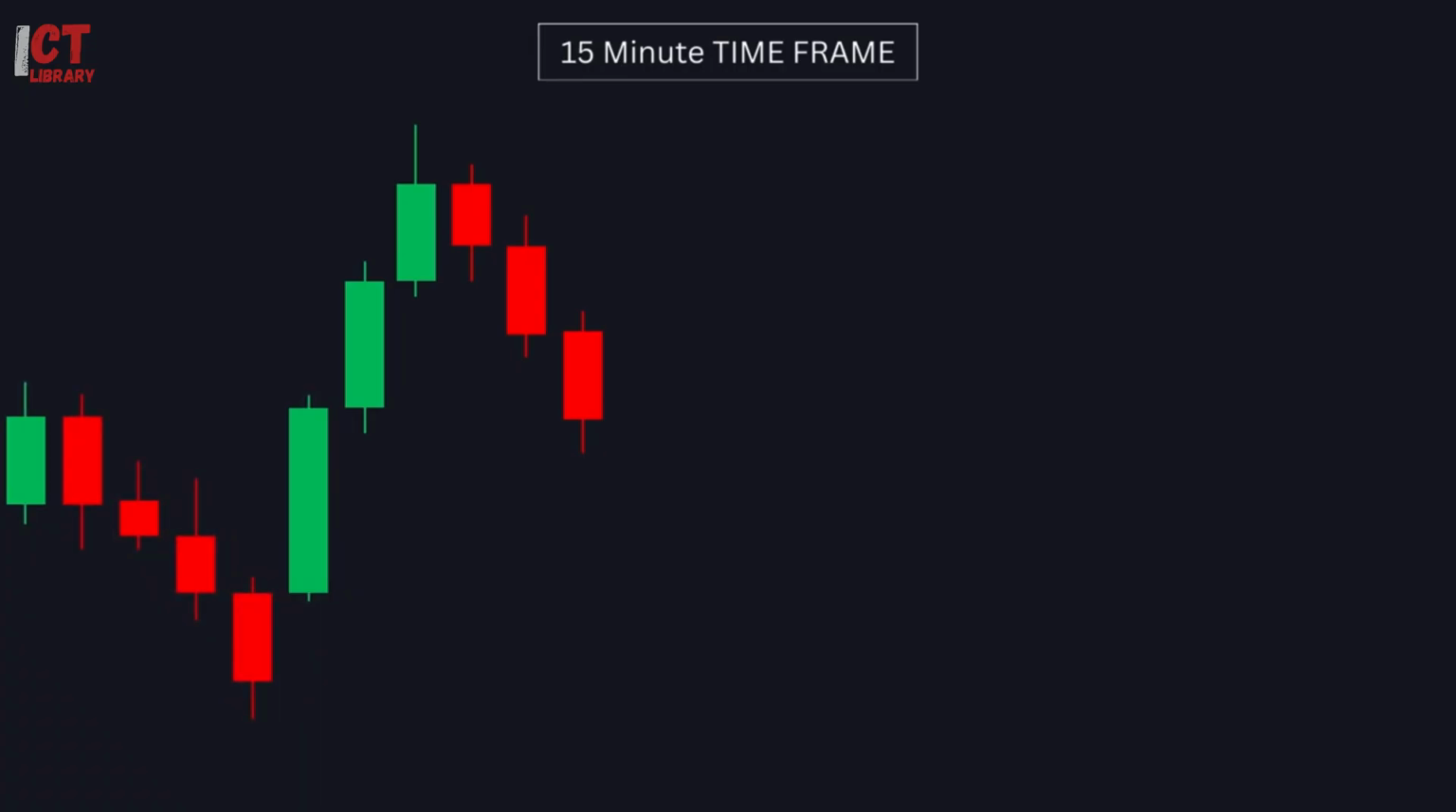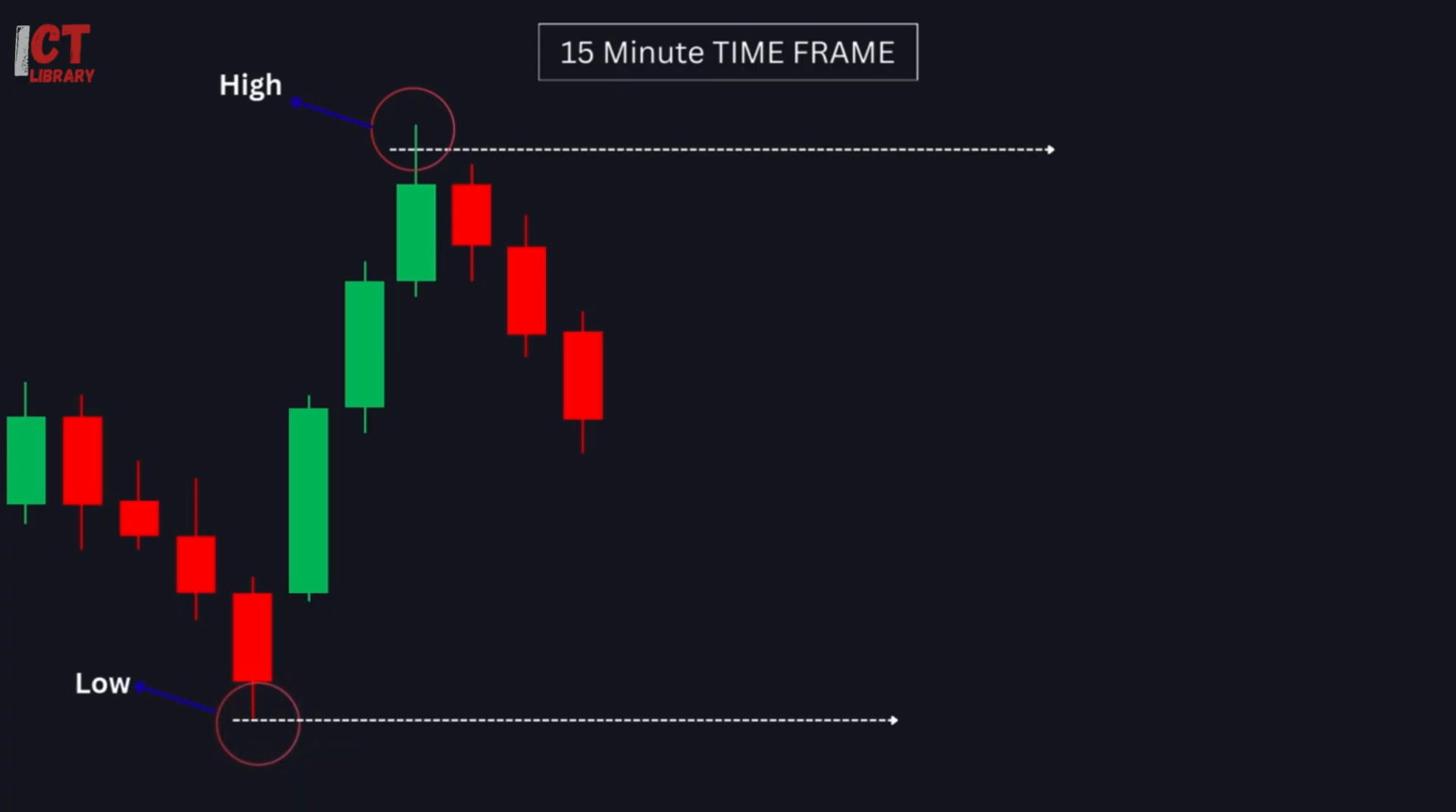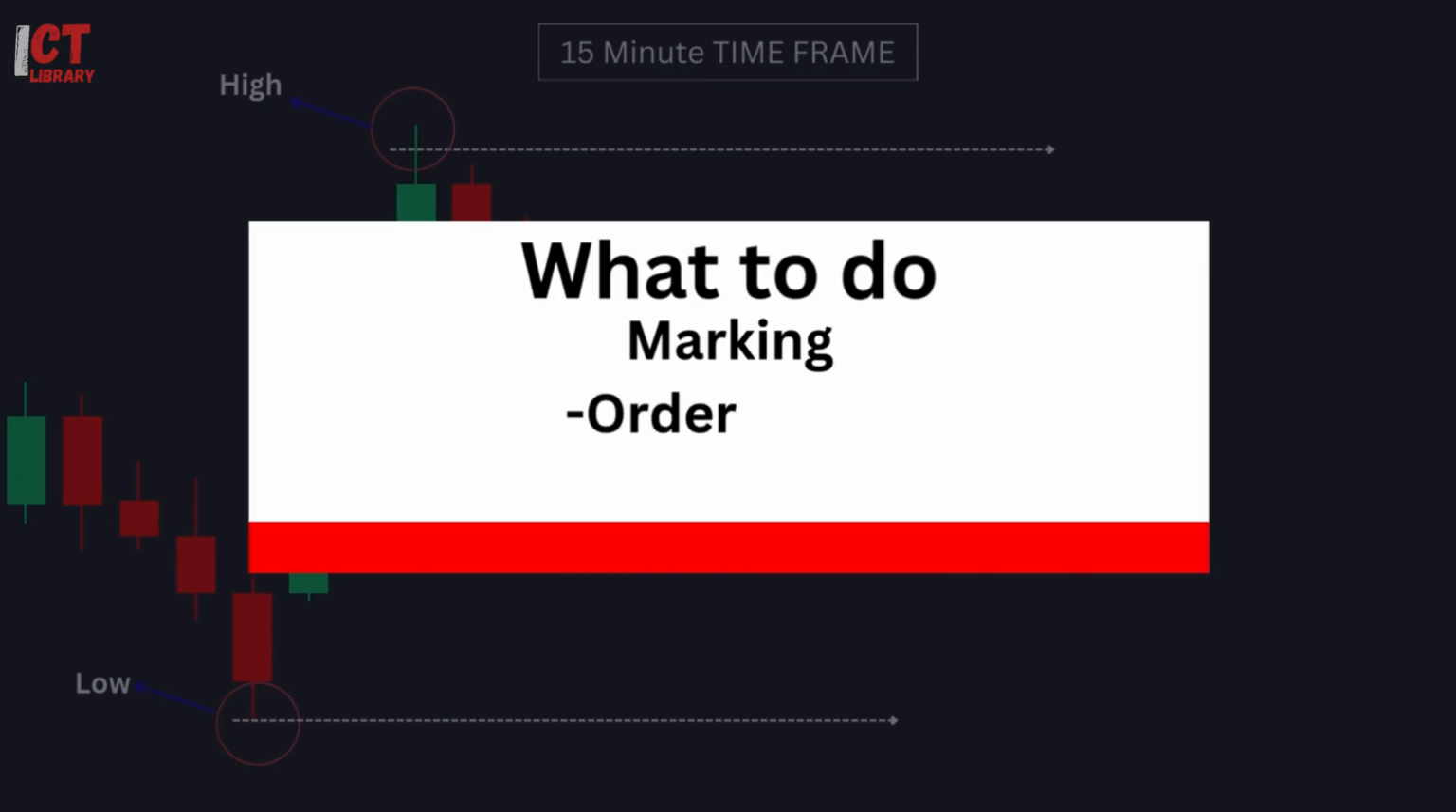Let's get started. You will be applying this on the 15-minute time frame because this serves as the bellwether chart. This is the time frame where you will identify the key highs and lows in price. You will also be observing imbalances such as fair value gaps and order blocks.